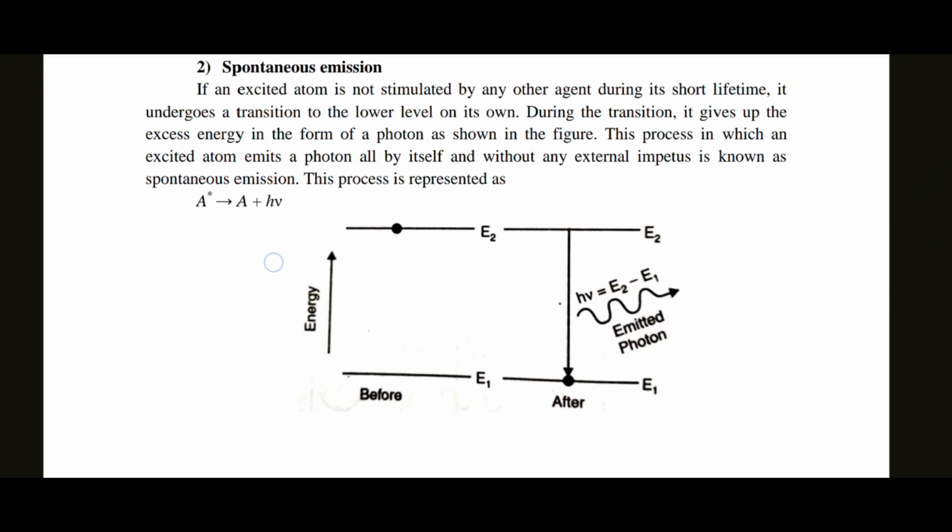Before and after the energy, the atom will be in the excited energy level, and then after a short lifetime, it undergoes a transition to the lower level on its own, emitting a photon. The emitted photon has energy h nu, which is the energy difference E2 minus E1.